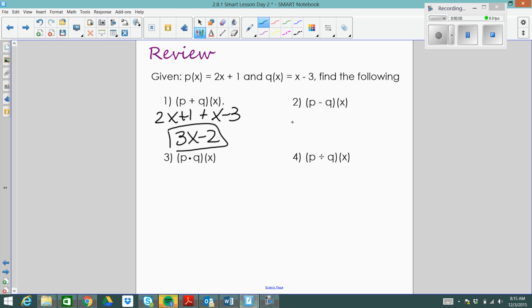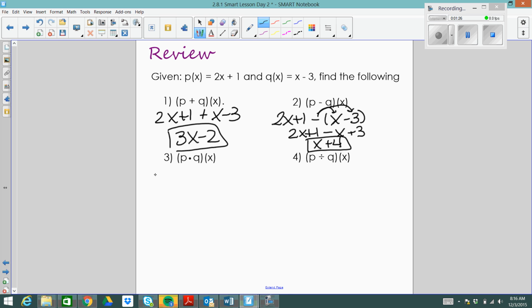P minus q of x is we're going to take p of x, and we're going to subtract q of x from it. So I need parentheses because I want to subtract all of q of x, not just part of q of x. So I need to make sure that I'm distributing that negative to all of q of x. So after distributing that negative, it gives us 2x plus 1 minus x plus 3, because a negative times a negative is a positive. Combine our like terms and we get 1x plus 4.